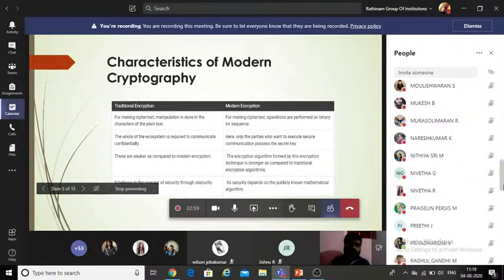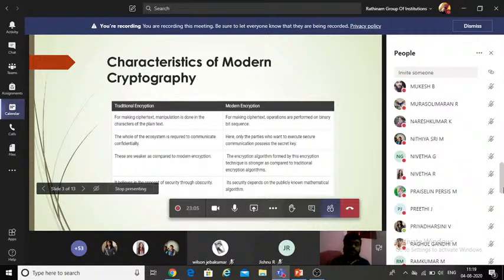And what about modern encryption? Here only the parties who want to execute secure communication are involved. If I need my data to be secured, I am one of the parties, and to secure my data I can create some secret key. This is in modern encryption.